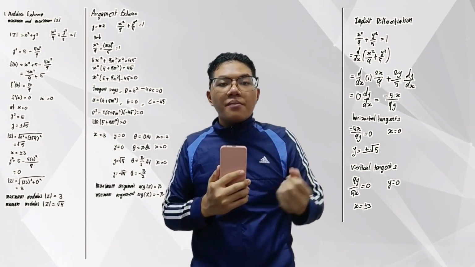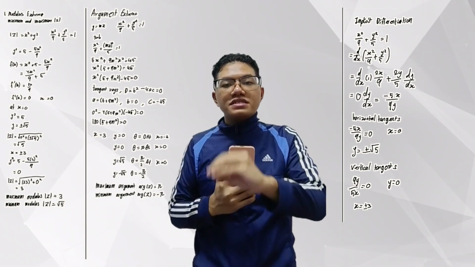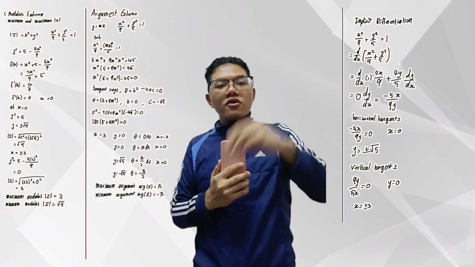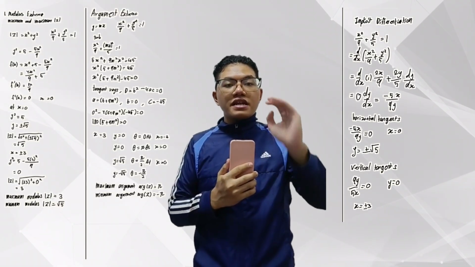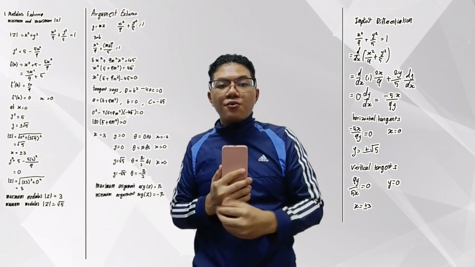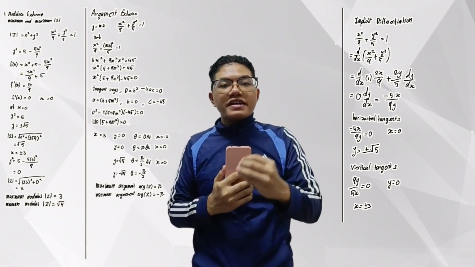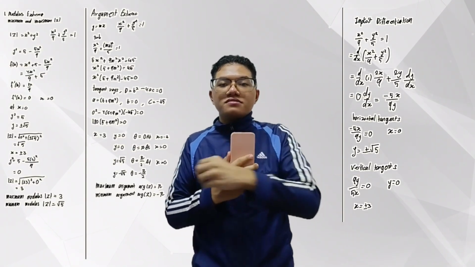Finally, we apply implicit differentiation to the standard form. This gives us the gradient dy over dx equal to negative 5x over 9y. This derivative confirms exactly where the horizontal and vertical tangent occurs, providing a perfect check for our extrema results.